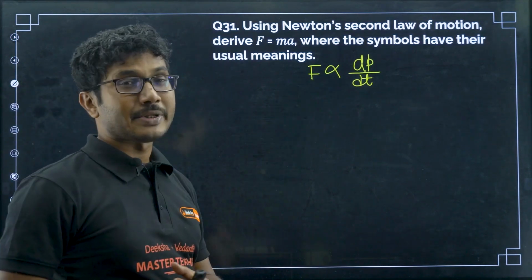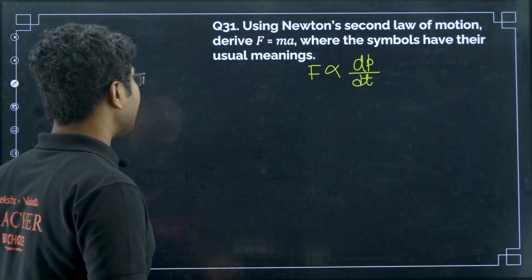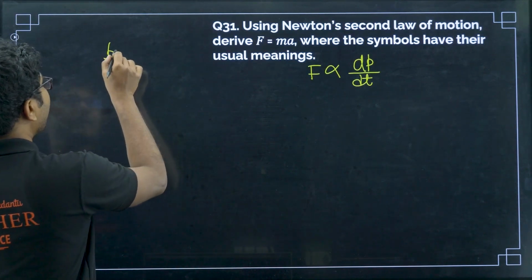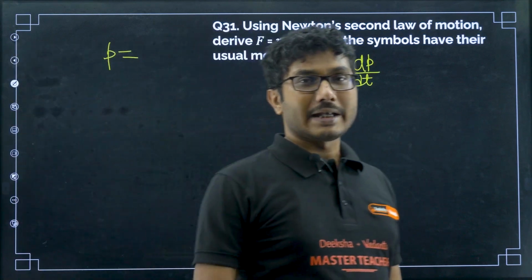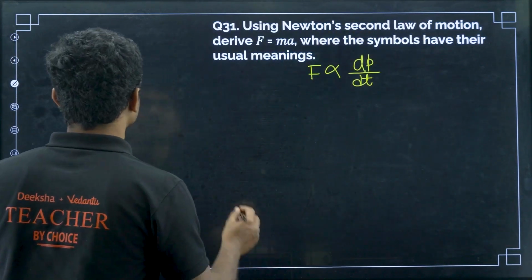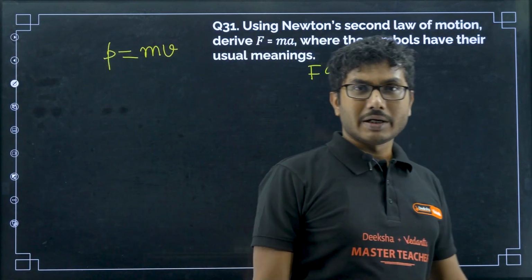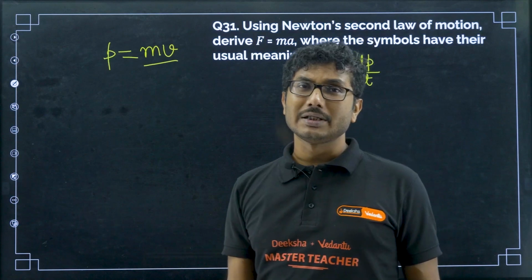Otherwise, differentiation basically means the rate of change, basically delta p by delta t, that is also a way of writing. Now what is p? P is momentum. So force acting on an object is directly proportional to rate of change of momentum. So what is momentum? Momentum is mass into velocity, right? Momentum is basically mass into velocity.